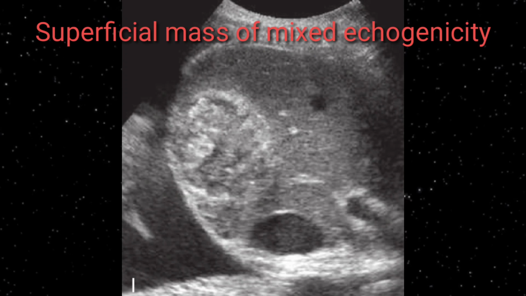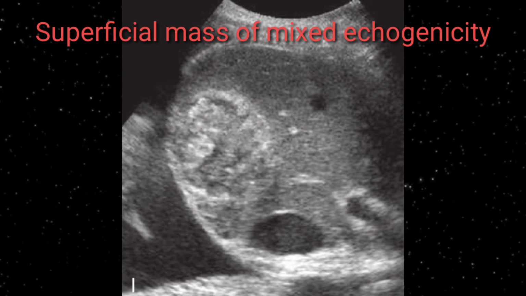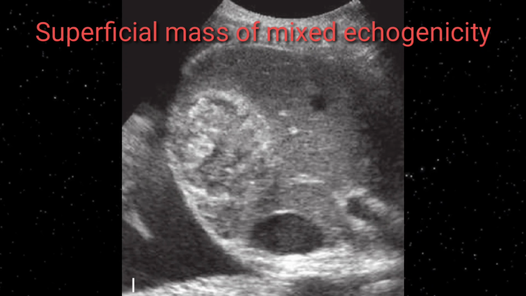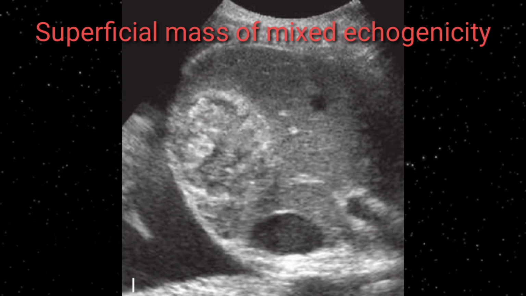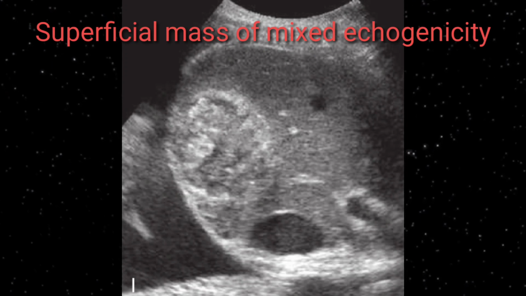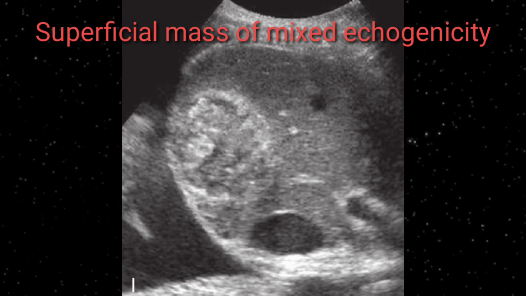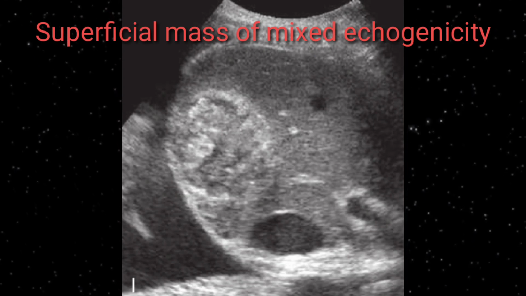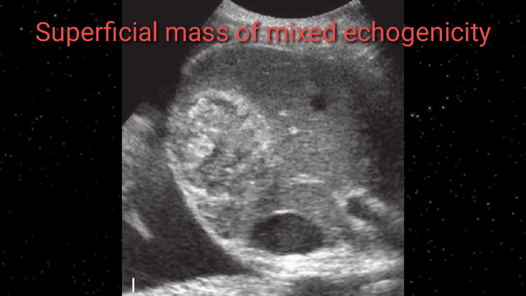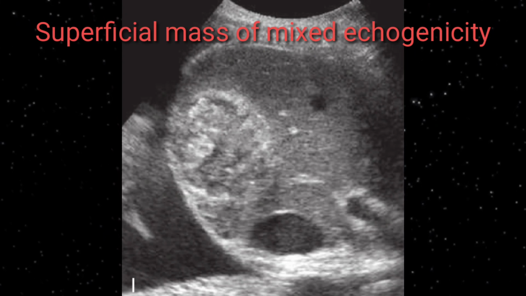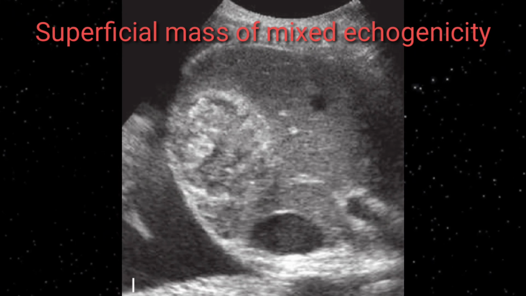A superficially lying, comparatively echogenic tumor can be seen in this slide. You can see that the liver is coarse, although margins are smooth and regular, but you can appreciate surrounding ascites. Tumor margins are smooth and round and it occupies the right lobe. This is a superficial mass with mixed echogenicity.